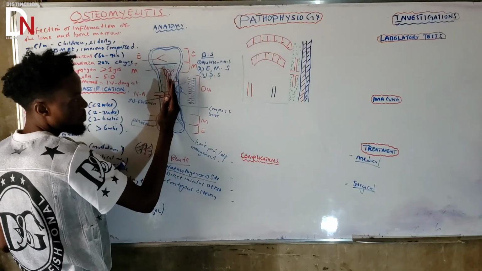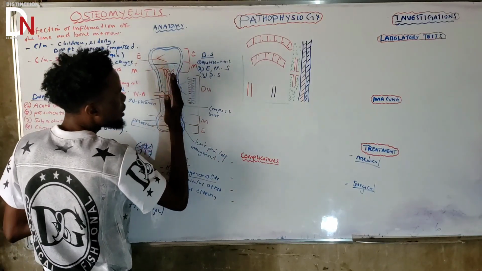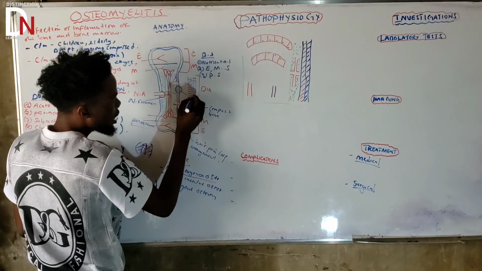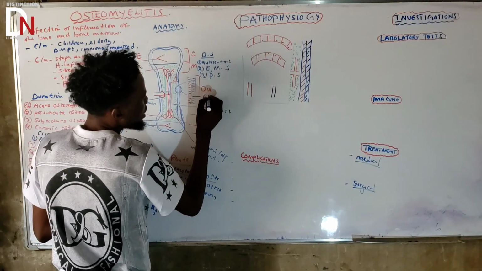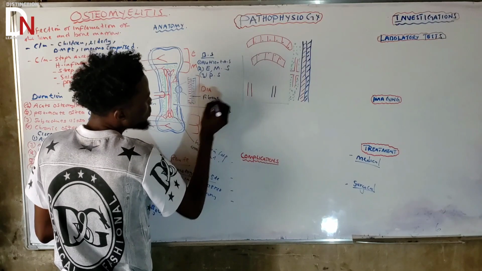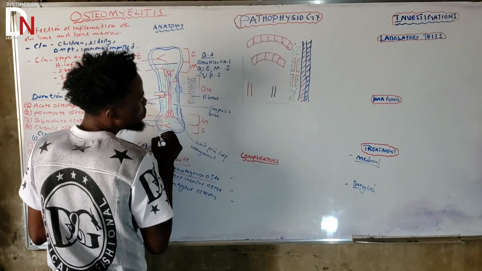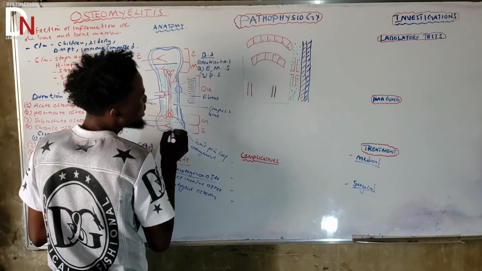The red one is the inner part. The blue one is the outer part. What do we call the outer part? We call it the fibrous layer. What type of cell is it going to have? It's going to have fibroblast cells.